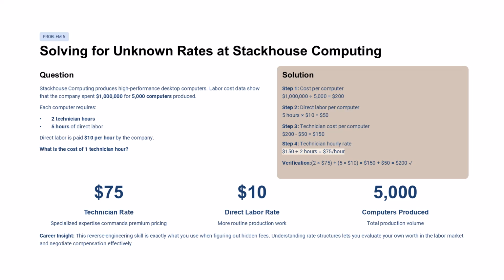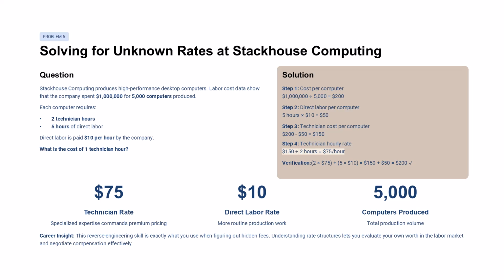2 tech hours times $75 plus 5 direct hours times $10 equals $150 plus $50 equals $200 per computer. $200 times 5,000 computers equals $1 million total. The math is mathing, no cap.